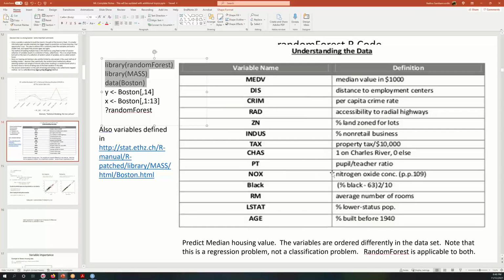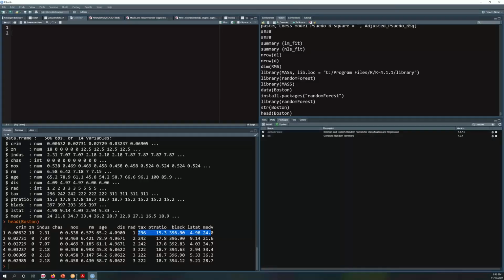And then PTRATIO refers to pupil-teacher ratio. CHAS means whether the house is on the Charles River or not, because if it is on the Charles River, it will have a higher price. And then NOX means nitrogen oxide concentration, which is a pollution issue. B relates to the percentage of Black population, so there's some calculation going on there. The average number of rooms is RM. LSTAT means percentage of lower status population. AGE refers to the percent of houses built before 1940 in the neighborhood. This is the age of the houses. Is everybody good on this one? Yes. Cool. So we have the data.